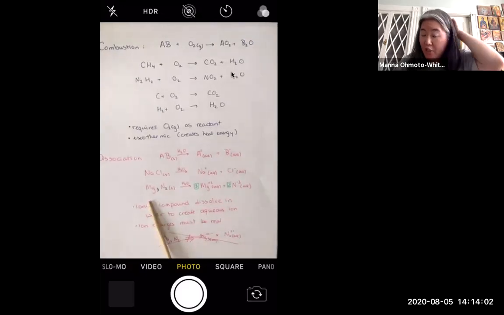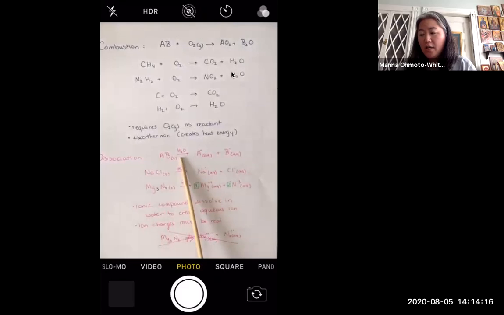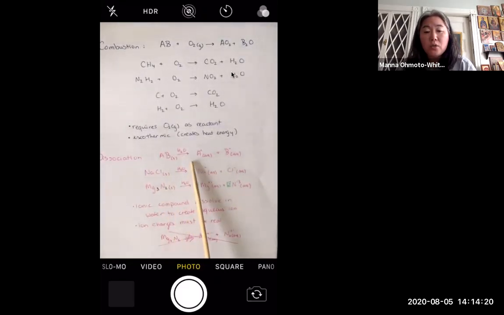The fourth reaction is a dissociation reaction. A dissociation reaction uses an ionic compound acting in the presence of water. Water is not a reactant because it doesn't get changed, and it creates ions. So I'm separating the ions out in an ionic compound.